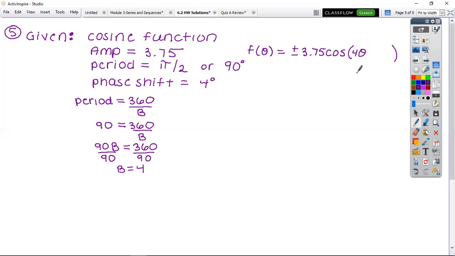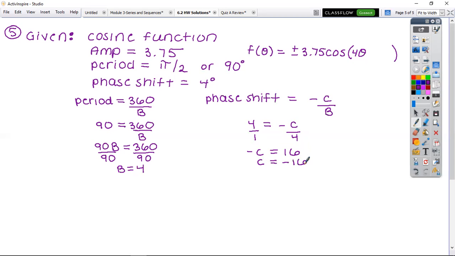Next, I'm going to work with the phase shift. So for my phase shift, I know that phase shift is equal to negative c divided by b. Plug in what you know. You know the phase shift is 4. And you know the b value is also 4. Cross multiply. I have negative c is equal to 16, therefore c is equal to negative 16. And that goes right here.